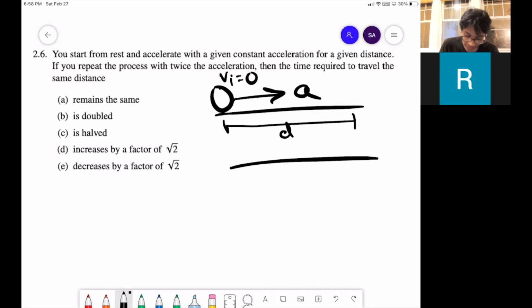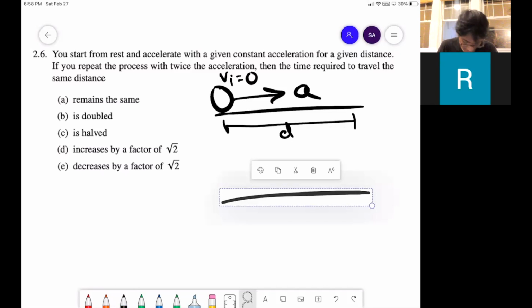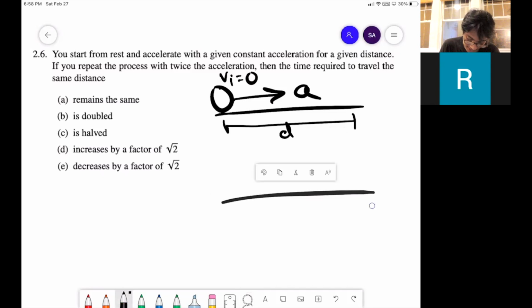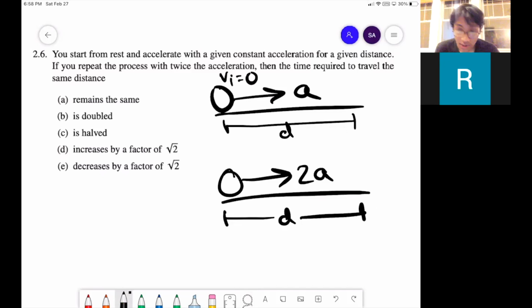For our next scenario, the problem asks us to consider if we repeat the same thing, but with twice the acceleration. So instead of a, I'm going to say 2a. Then the time required to travel the same distance would be how much? Here, what would happen to the time? The time is going to be multiplied by some constant factor k.